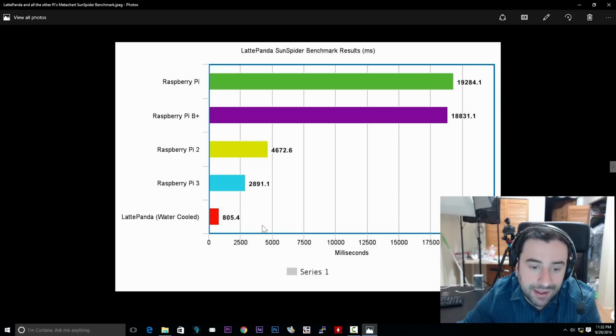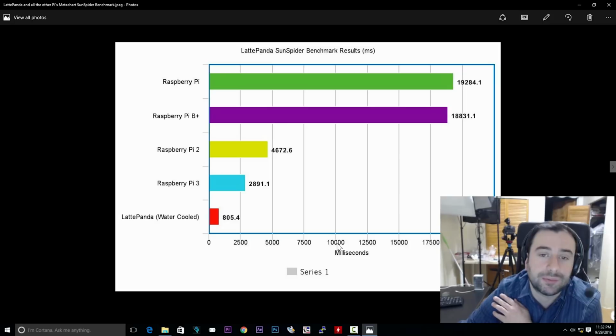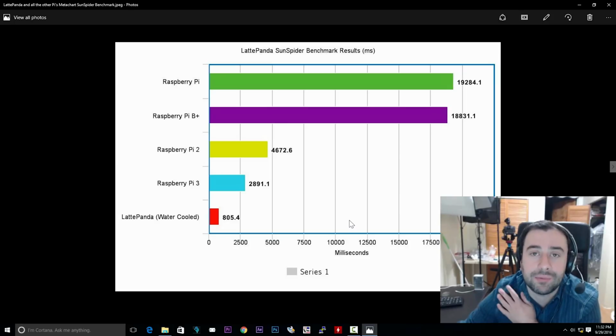Now, finally, the Latte Panda. As you can see here, the Latte Panda on the bottom, it took only 805.4 milliseconds. It destroyed all the other Raspberry Pis. So I'm amazed. Remember, it has an Intel processor. It's a quad-core Intel processor. And again, I was amazed.